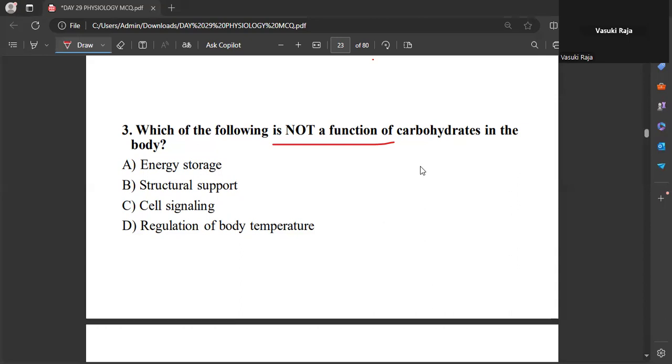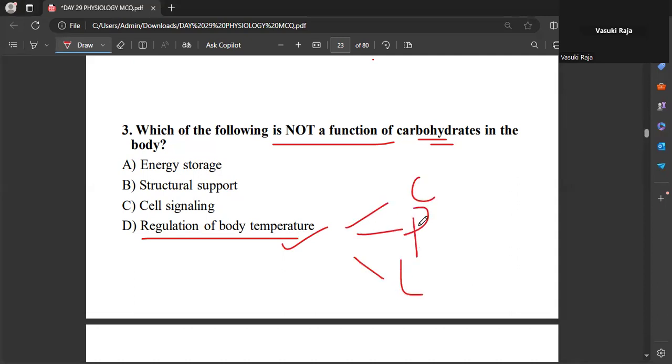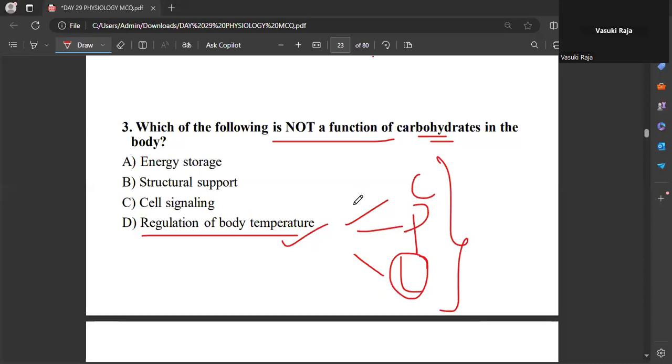Then who is going to maintain the regular body temperature other than carbohydrate? We have carbohydrate, protein, and lipid. Which function is to regulate? Very good. That will be the lipid. This will act as an insulating material for our body. It is stored in the adipose tissue. Fine.